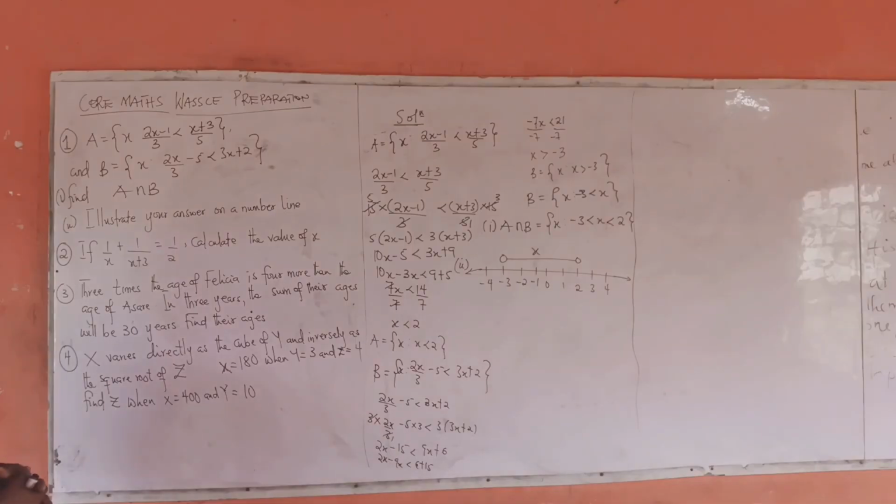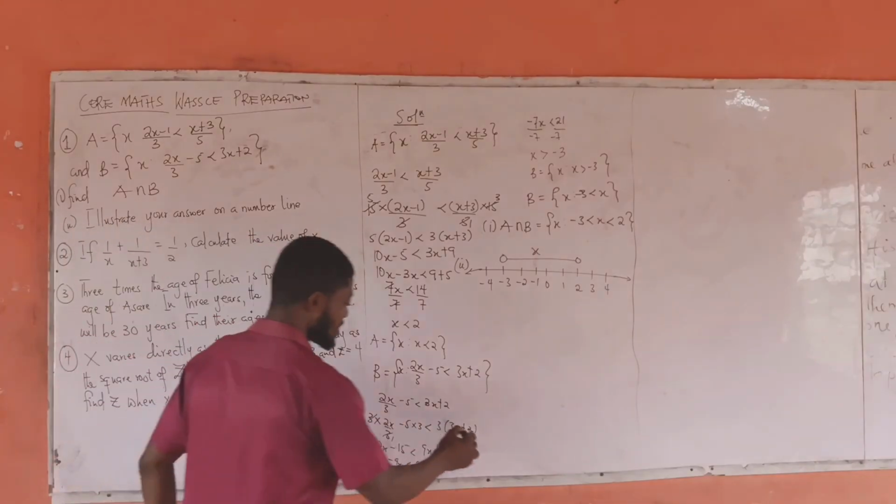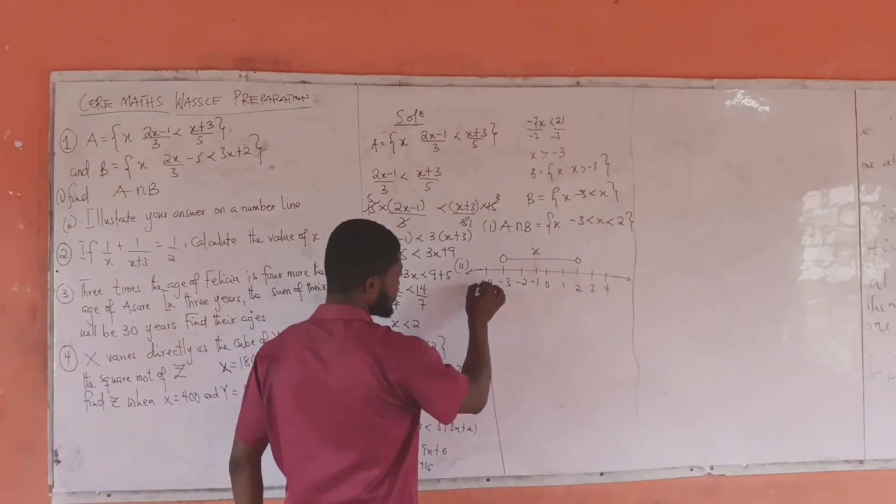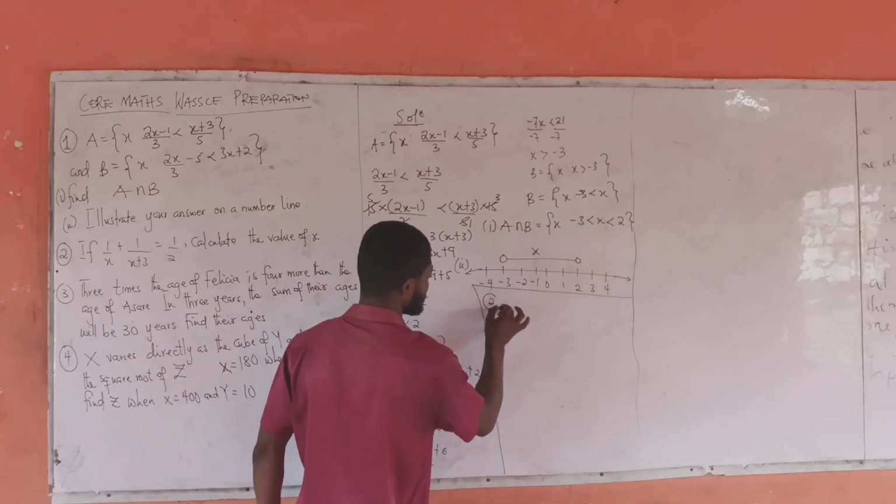Question 2. If 1 over x plus 1 over x plus 3 is equal to 1 over 2, calculate the value of x. So for the sake of board management, I would want to do question 2 over here.